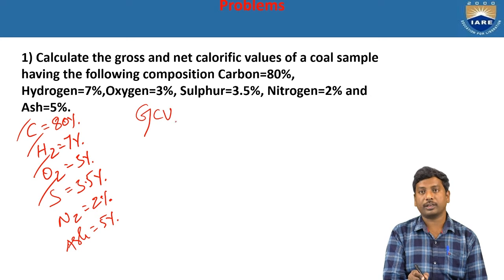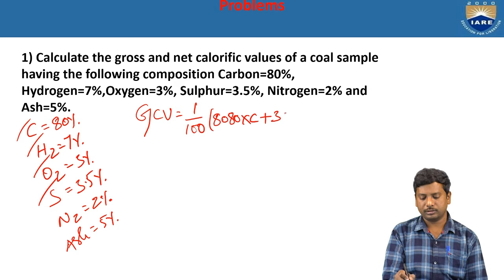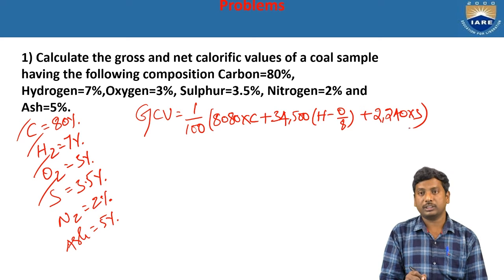That means gross calorific value is equal to 1 by 100 into 880 into carbon plus 34,500 into hydrogen minus oxygen by 8 plus 2,240 into sulfur. So this is the formula for gross calorific value.